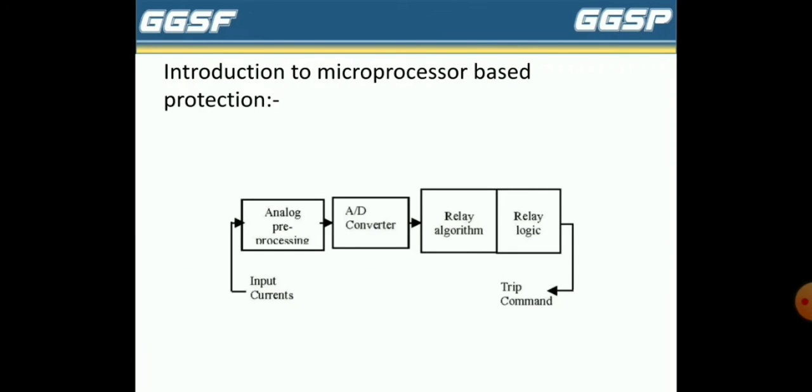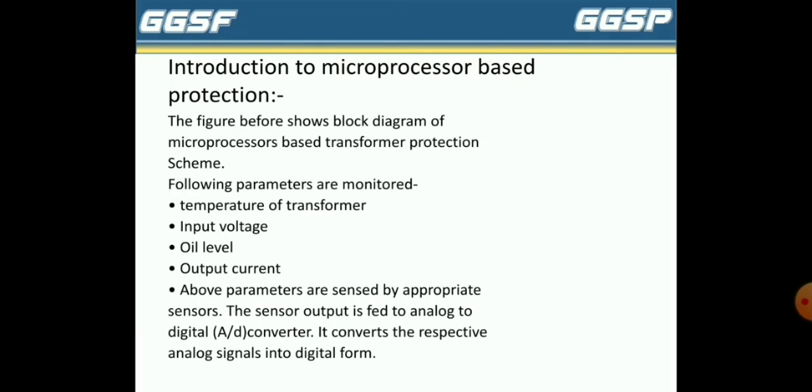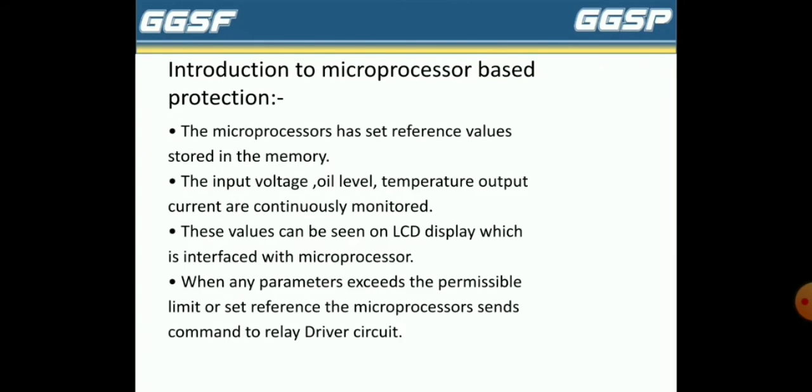Introduction to microprocessor based protection. The figure shows the block diagram of a microprocessor based transformer protection scheme. The following parameters are monitored: temperature of transformer, input voltage, oil level, output current. The above parameters are sensed by appropriate sensors. The sensor output is fed to analog to digital converters, which convert the respective analog signals into digital form.